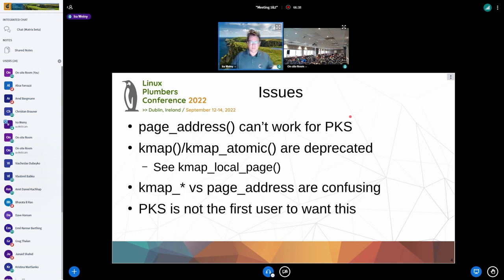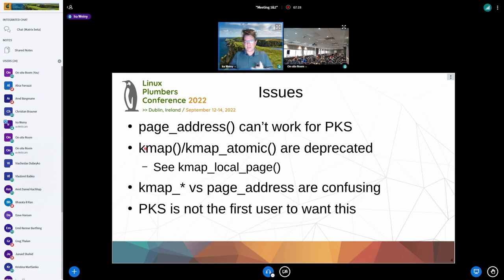And KMAP Atomic has a mapping and an unmap function. But we had another issue with PKS and KMAP, which is that KMAP itself, the actual function KMAP, creates a mapping within the kernel, but that virtual address mapping can then be used by any thread in the kernel as long as that mapping exists. So it was a global mapping for the kernel.